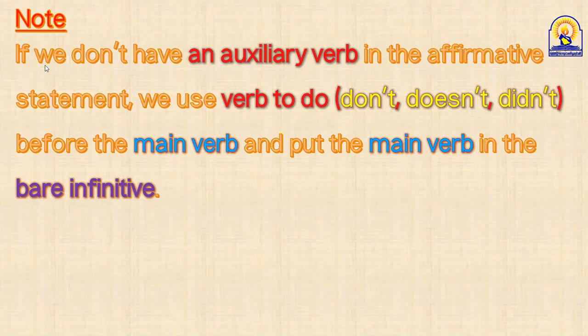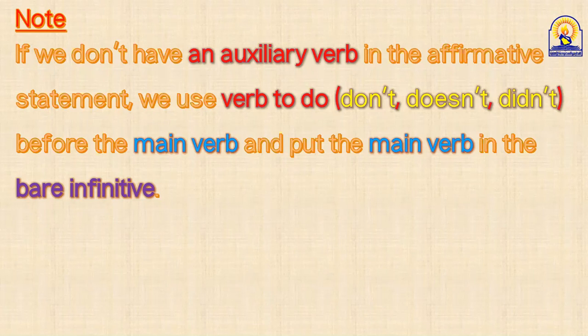Okay, if you don't have an auxiliary verb, the Affirmative. form Affirmative. Affirmative. affirmative statement, we before the main verb and You have and put the main main verb verb, main verb, and the bear, verb and the bear, the pair.